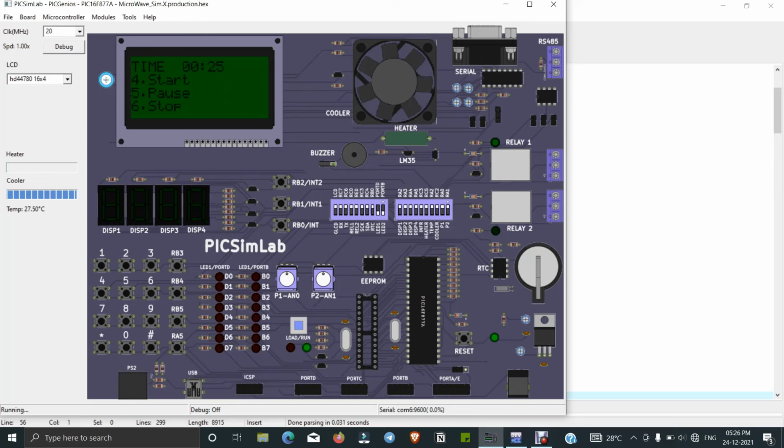What's the purpose of start? It adds plus 30 seconds. That means whatever the user gives, it adds the present value to the user's input value. If I give 5, then the process pauses, and if I give 6, it stops. The microwave process stops. Then let's see grill mode.